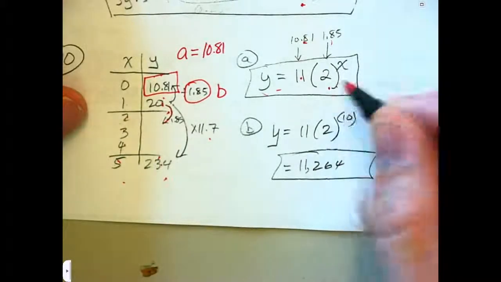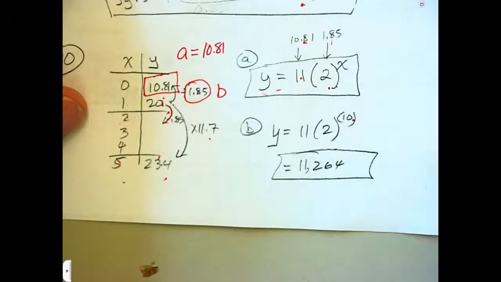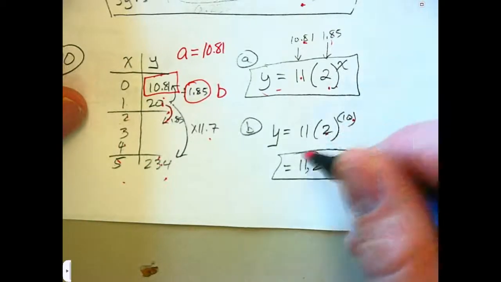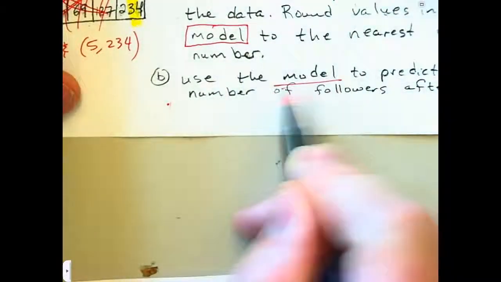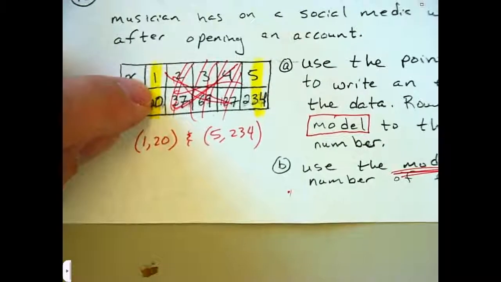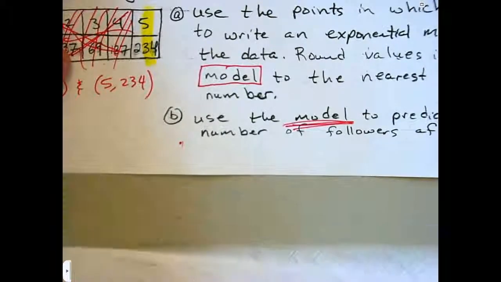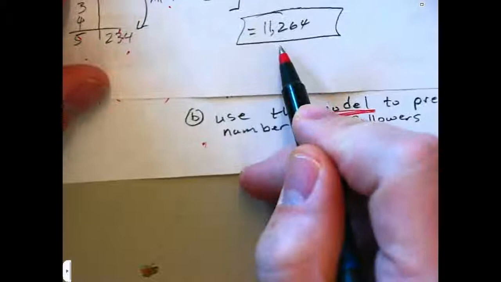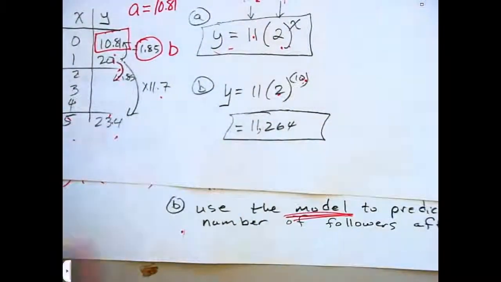Okay? And then you plug in 10, which is what part B asks. It says, how many followers will there be on the 10th day? Plug in 10 to that model. So it says, use the model. It does not say, use the data from the table, because you'll get a different number. Use the model to predict after 10 days. Okay? Our prediction after 10 days, 11,264, based on plugging 10 in for x.